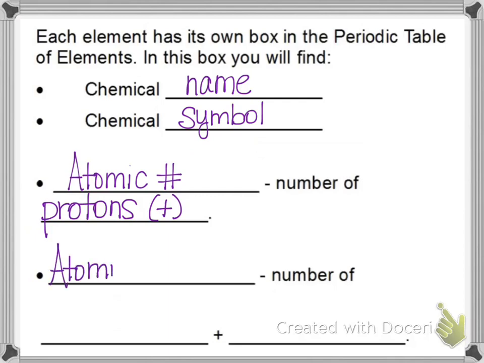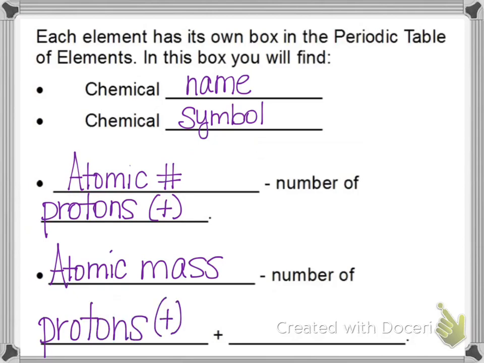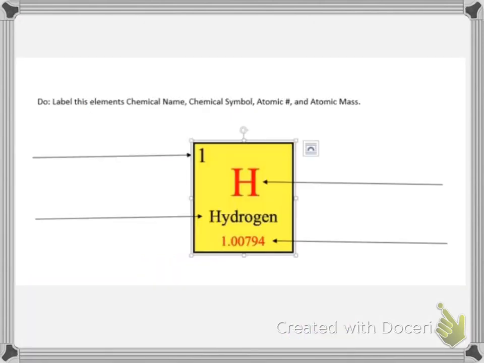Okay, the next we have is the atomic mass. Atomic mass is the number of both protons, remember, which are positive, and also neutrons, which are actually neutral. Neutrons are neutral. So when we go to look at the periodic table, each element has its own box, and this is actually what it looks like. So now we're actually going to label these parts so that you know what you're looking at. And you'll need to keep this handy.